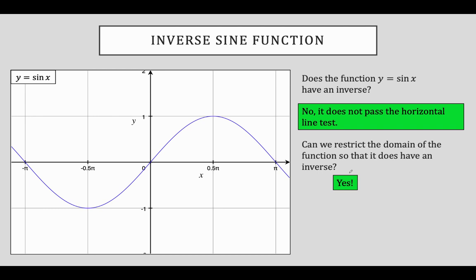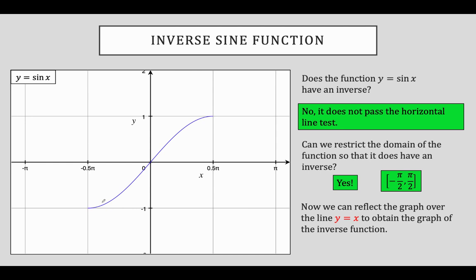Yes. All right. And if we restrict it to values of x between negative pi over 2 and positive pi over 2, that would be this portion of the graph. Now our function is one-to-one. It passes the horizontal line test. Therefore, sine has an inverse on this interval.